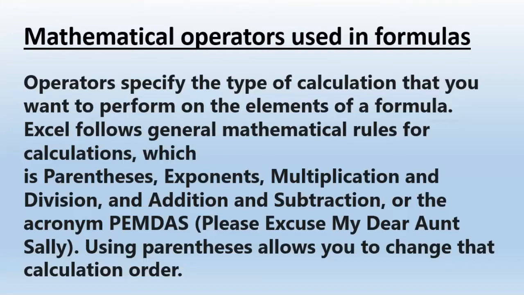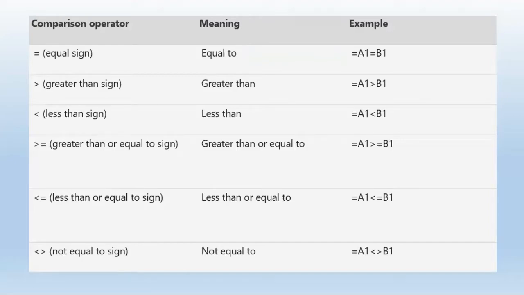Operators specify the type of calculation that you want to perform on the elements of a formula. Excel follows general mathematical rules for calculation, which are parentheses, exponents, multiplication and division, and addition and subtraction, or the acronym PEMDAS. PEMDAS: please excuse my dear Aunt Sally. Using parentheses allows you to change that calculation order.